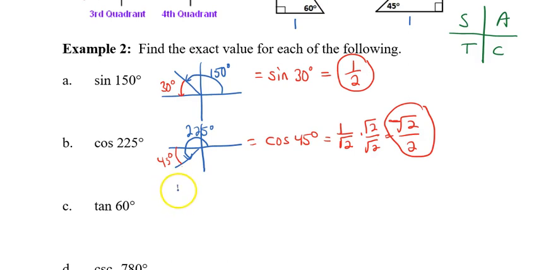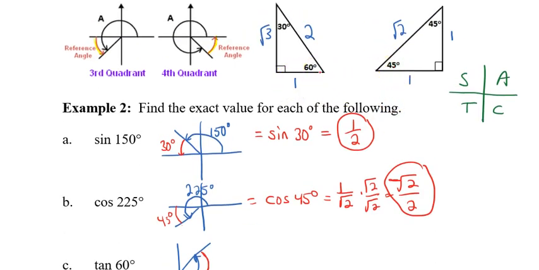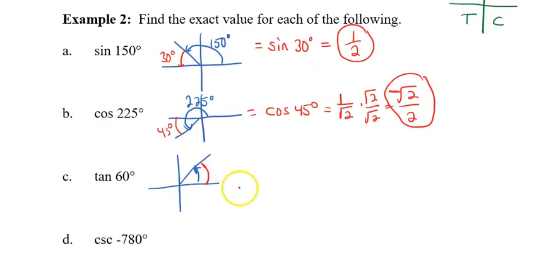Alright, tangent 60. 60 is easy. It's in the first quadrant, and when you're in the first quadrant with an angle, it's its own reference angle. So we just have to look up, and the tangent of 60 is opposite over adjacent, so we have square root of 3 over 1, which is just the square root of 3. And in the first quadrant, everything is positive, so I don't have to even worry about that.